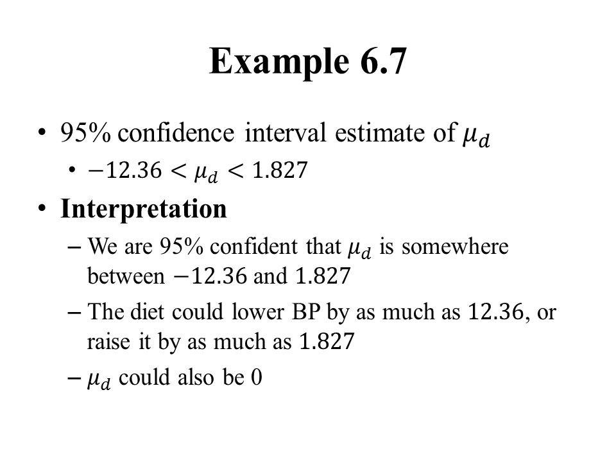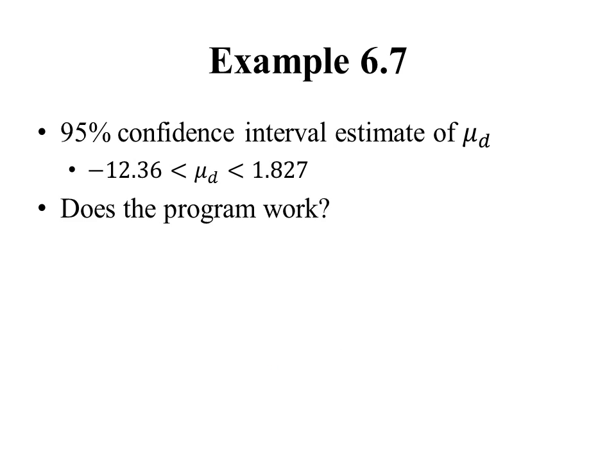Or mu sub d could also be 0. 0 is somewhere in between this negative number and this positive number, so mu sub d could be equal to 0, or it could be very, very close to 0, meaning that the diet just doesn't have any effect on blood pressure. And so based off of this, we might ask the question, does the program work? The program was designed to lower blood pressure. Does it really lower blood pressure? Well, based off of this, we're not really sure.